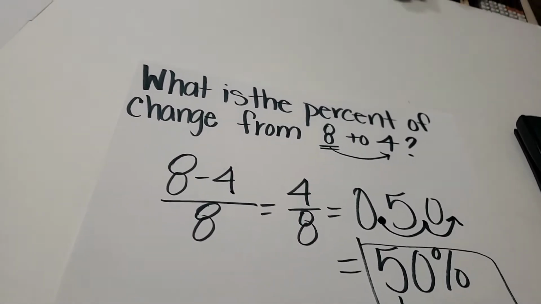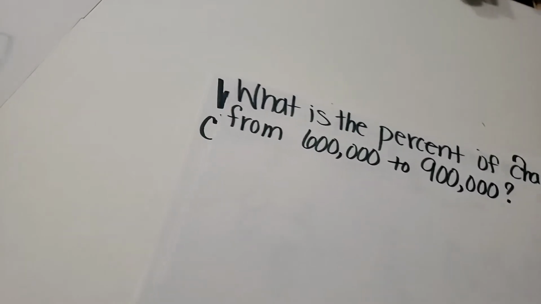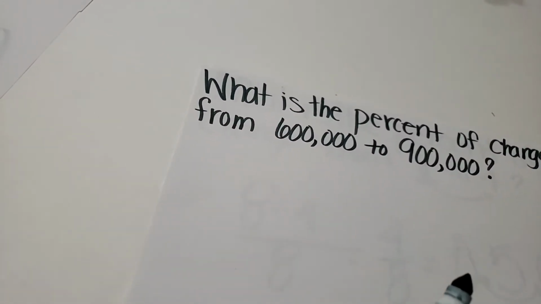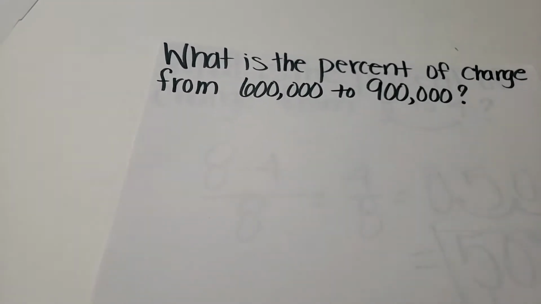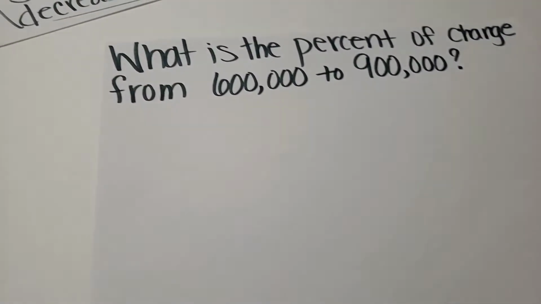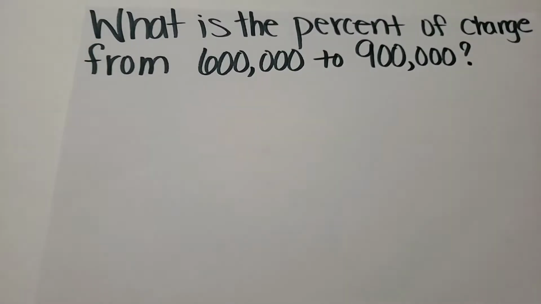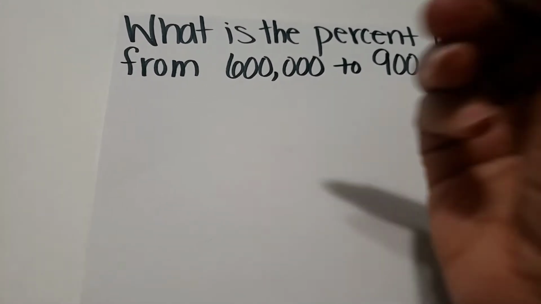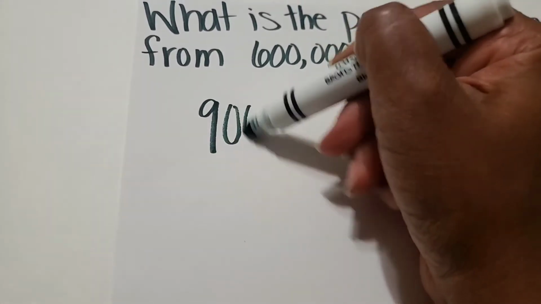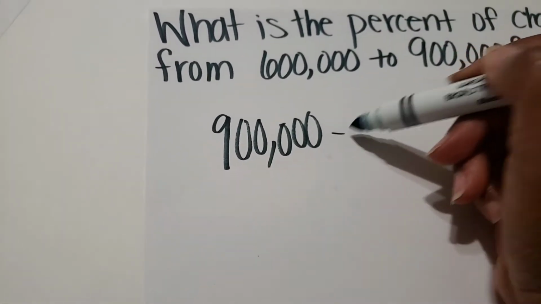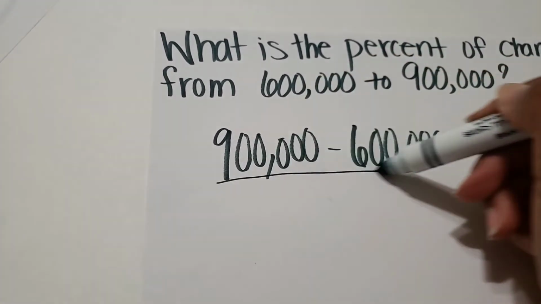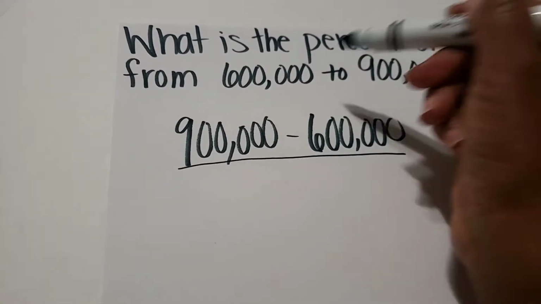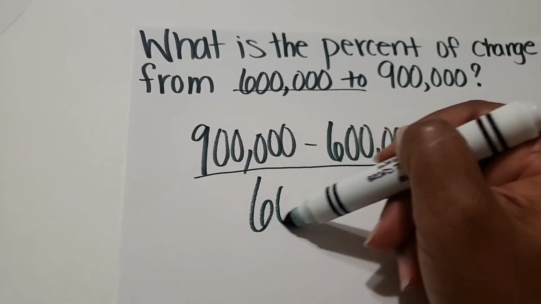My next question asks, what is the percent of change from 600,000 to 900,000? We're going to do this the same way, by first subtracting the values. Now, when subtracting, we know we put the larger number first. So we're going to put 900,000 minus 600,000. But we always divide that by our original value, which is 600,000.